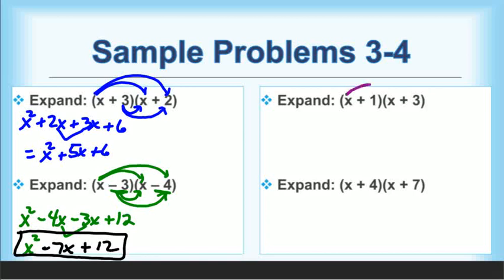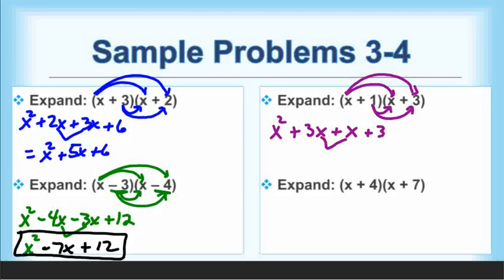Next one, x times x is x squared. X times a positive 3 is a positive 3x. 1 times x is a positive 1x. 1 times 3 is a positive 3. The middle two terms combine, so I have x squared plus 4x plus 3.